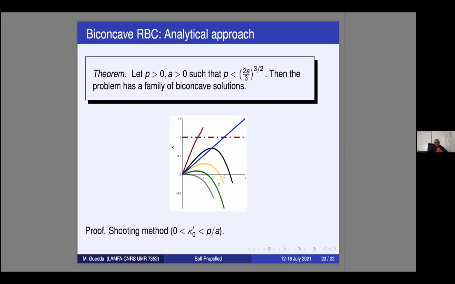Okay. So the main result or theorem is the following. If we suppose that P and A are positive, such that P satisfies this condition, then we can obtain a family of biconcave solutions. The proof is very intuitive because in the beginning we don't know how to. Yes, of course we can obtain some numerical solution, but we have to obtain the result really analytically.